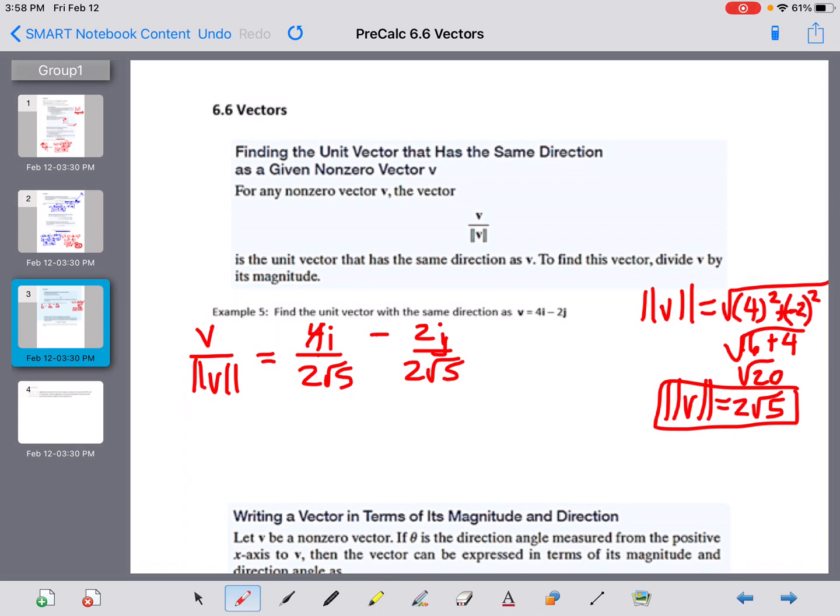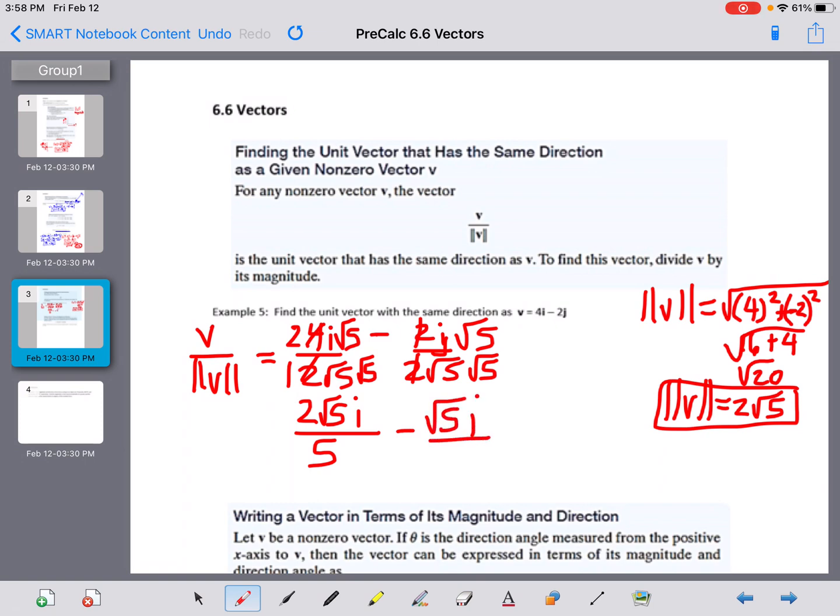4 divided by 2, I get 2 over 1. Can't leave a radical, so I multiply by radical 5 on top and bottom. On top, I get 2 radical 5i. On the bottom, radical 5 times radical 5 is the square root of 25, which is 5. On the second one, my 2's cancel. I can't leave a radical in the denominator, so I multiply by radical 5. On top, all that's left is negative radical 5j. On the bottom, square root of 5 times square root of 5 is square root of 25, which equals 5.